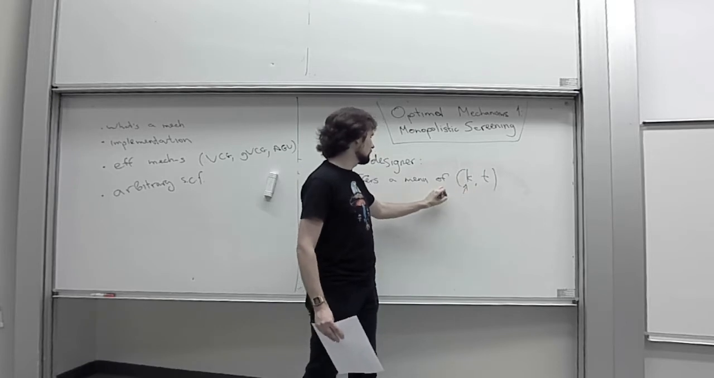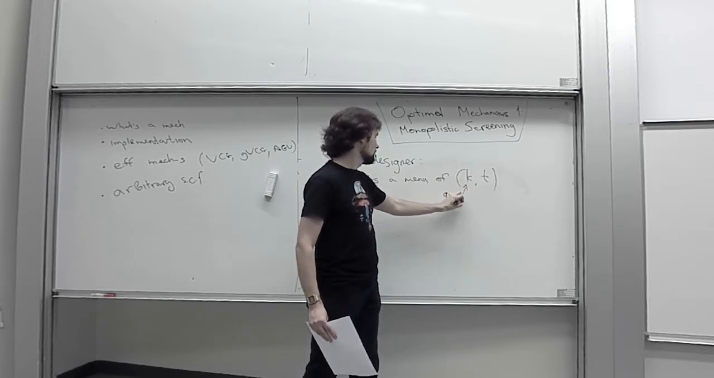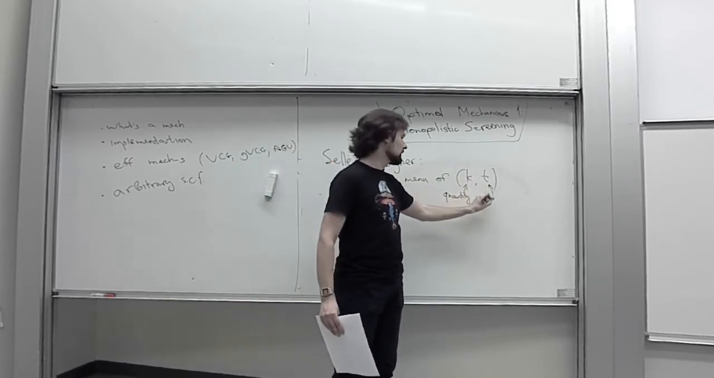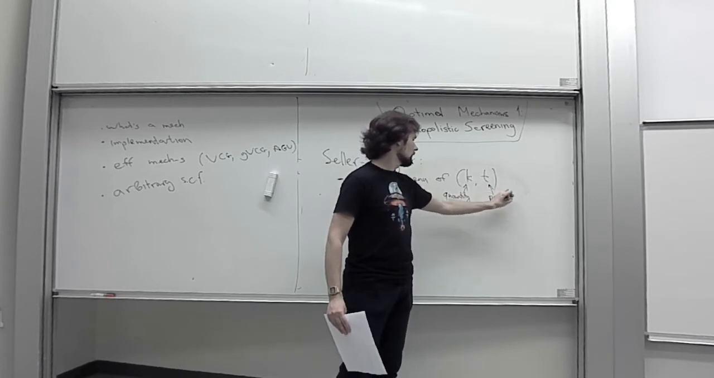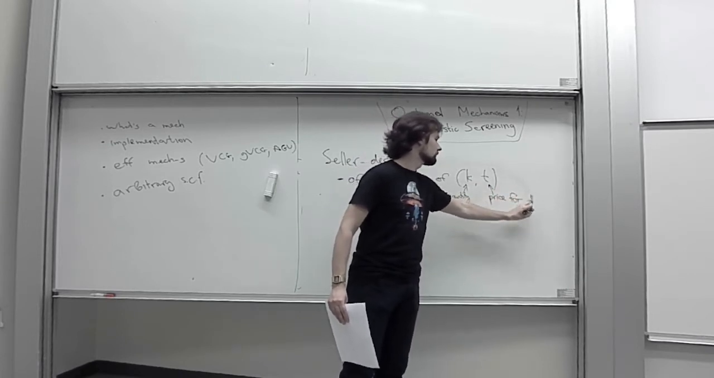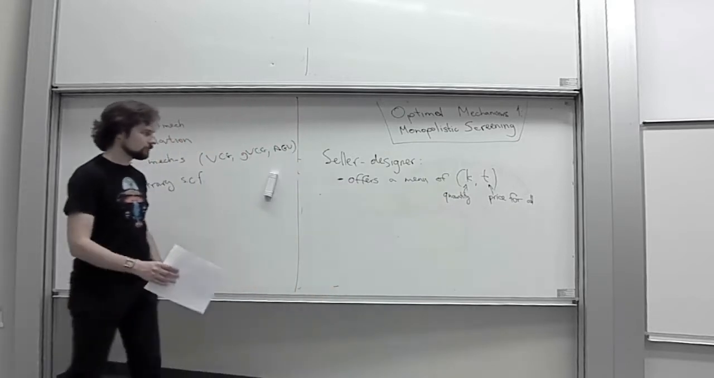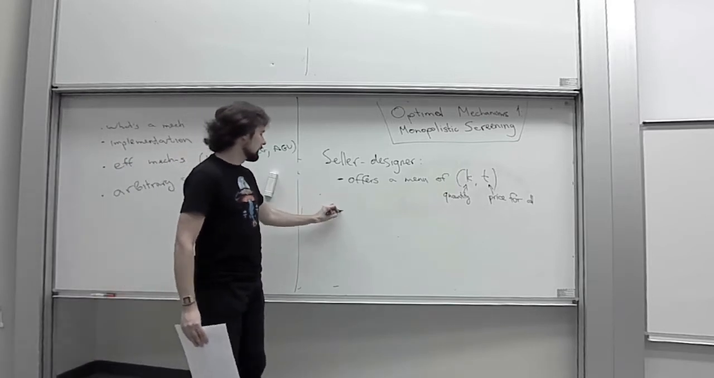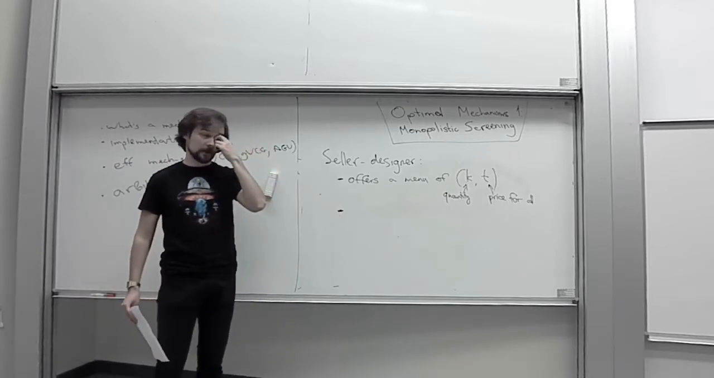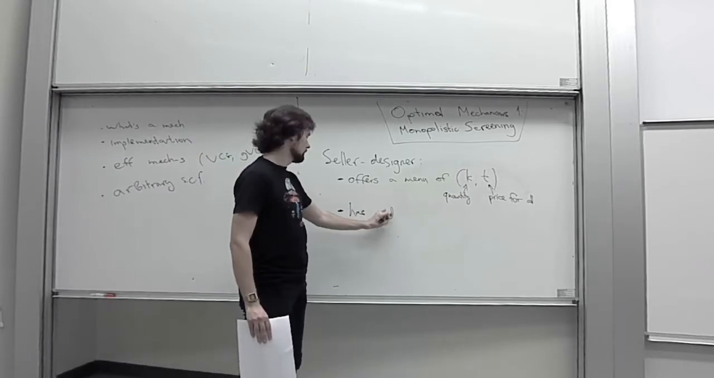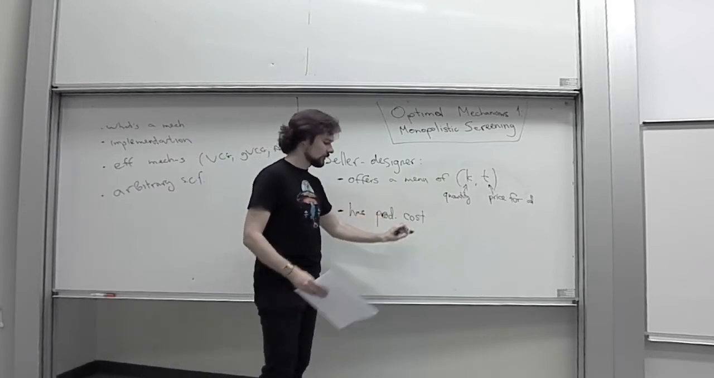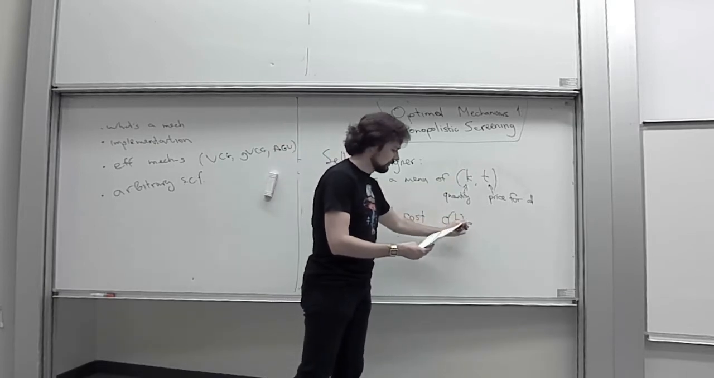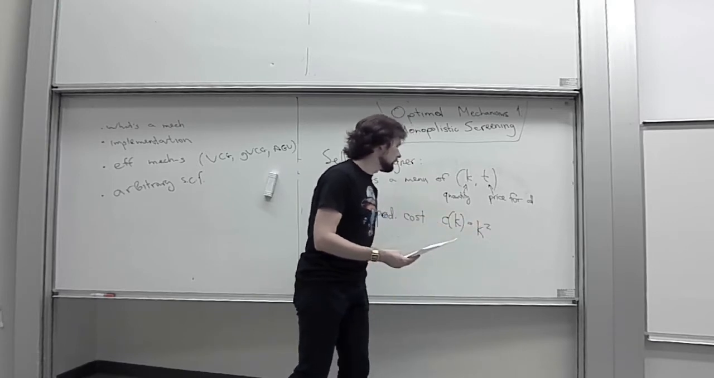So k will be the quantity of the item traded. t will be the price for all of them, for the whole quantity. And let us say that the seller actually has some production costs. Production cost c of k equals just k squared.